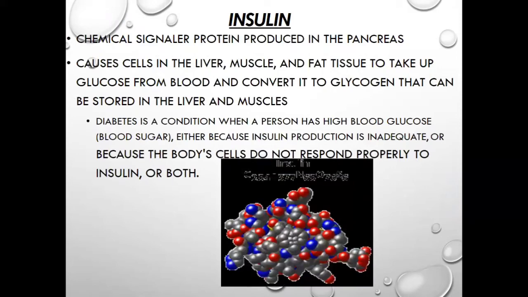The insulin, a chemical signaler protein produced in the pancreas, which causes cells in the liver, muscle, and fat tissue to take up glucose from blood and convert it to glycogen that can be stored in the liver and muscle. Kaya ngayon may mga diabetic.